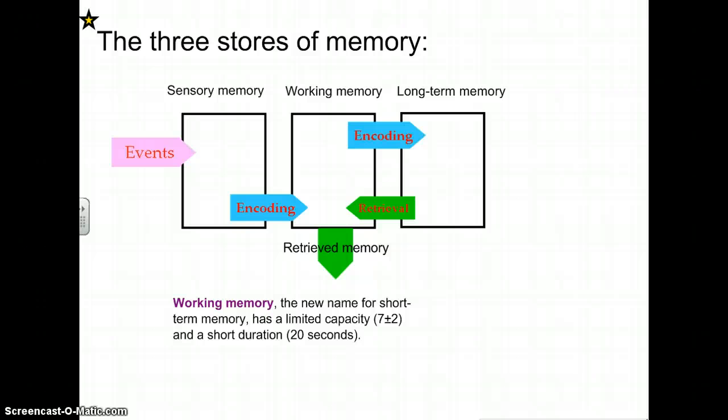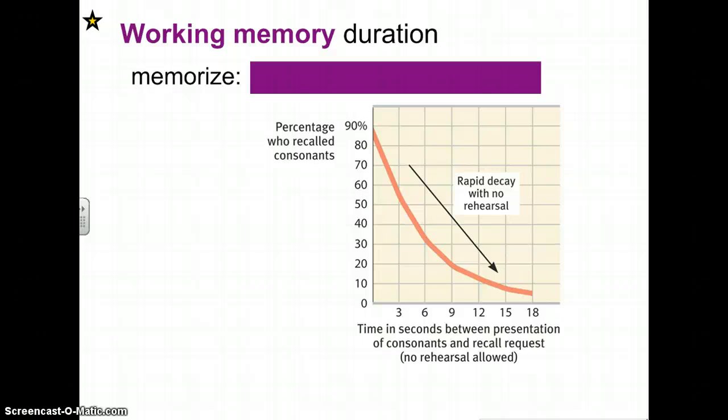Here's a test of your working memory. See if you can memorize these consonants with no rehearsal or opportunity to encode them into long-term memory. I will give you a few seconds to read them, then a delay before I ask you to recall them. You can see from the graph that most people's memory decays very quickly. By 18 seconds, you can see that almost half the consonants are forgotten. We'll see how you do. Ready, set, go.